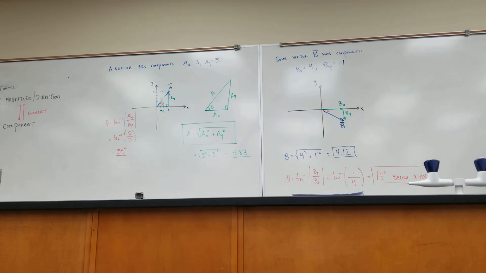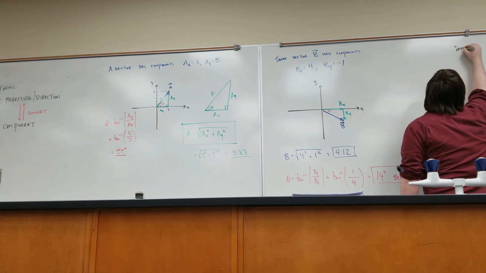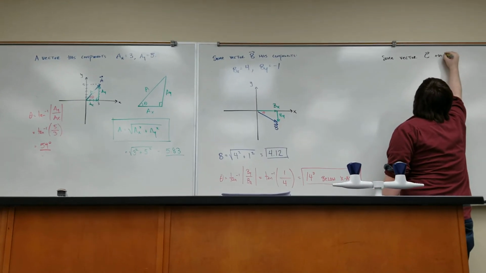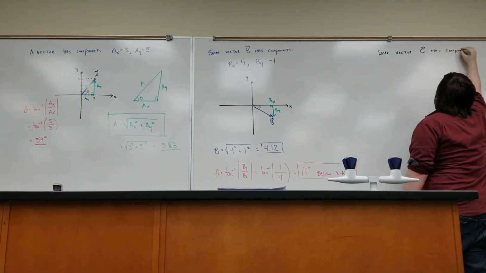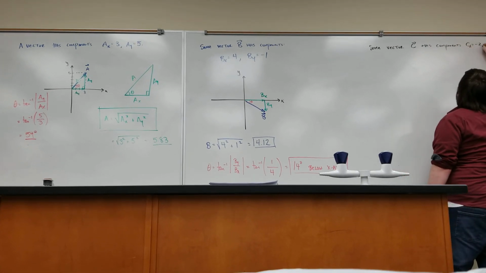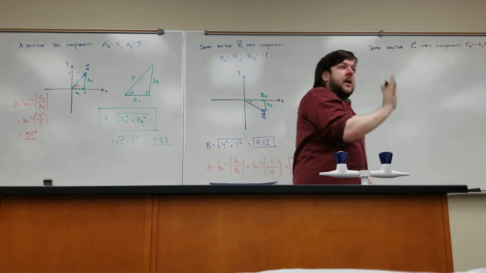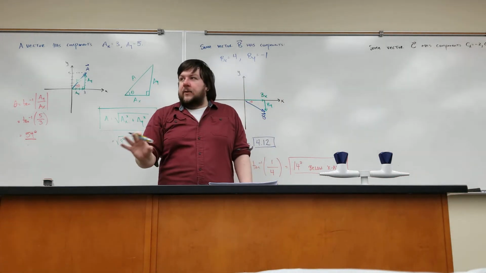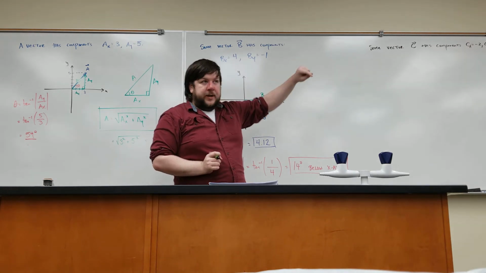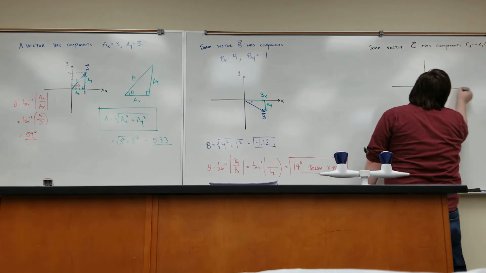Let me do one more really quickly. Some vector C has components Cx is -2, Cy is -3. I'm not going to worry about the magnitude. The magnitude is easy. It's the Pythagorean theorem: the square root of 2 squared plus 3 squared. Let's only worry about the direction, because that's the more difficult choice.